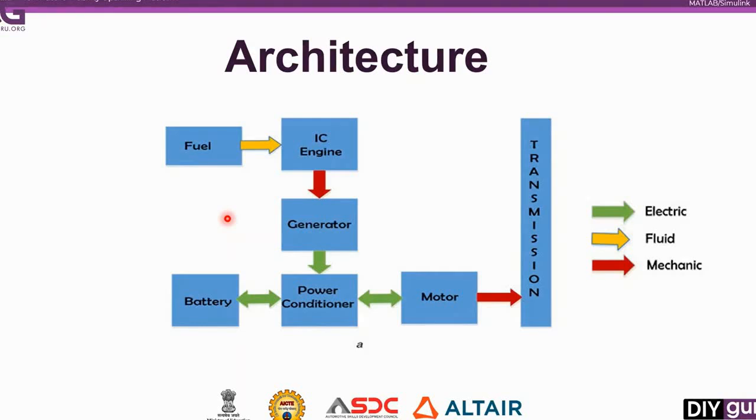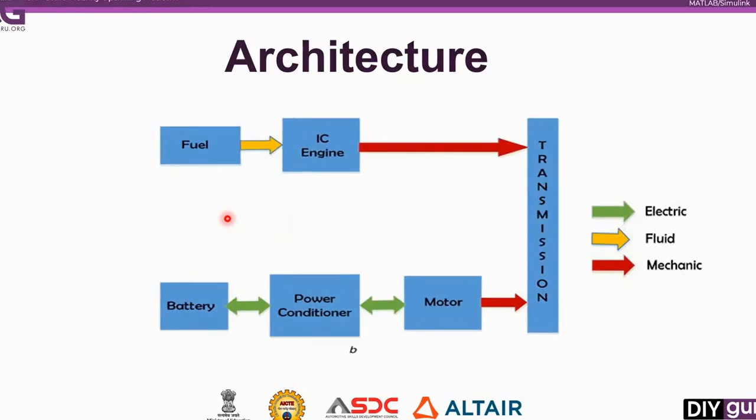It will generate the electricity needed and then send it to the power conditioner. Then depending on the requirement, the power conditioner will send electricity to the motor to be converted to mechanical energy, and it will send the remaining electrical energy to the battery pack for storage, to use at a later stage.